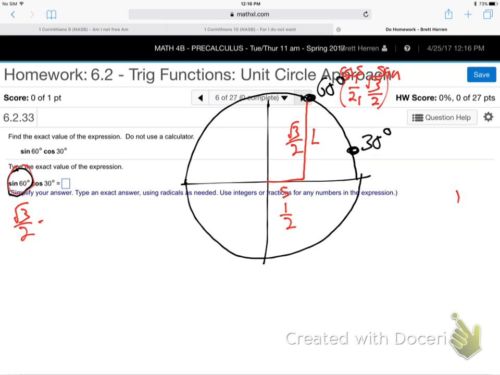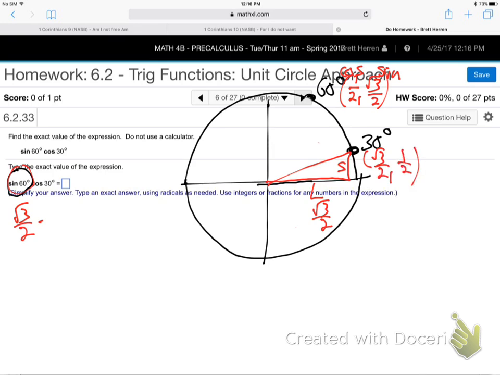Now, do the cosine of 30. Go over a large amount, up a small amount, to get to 30. Over the large, what's the large? Root 3 over 2, up a half. So the coordinates here are over root 3 over 2, up a half.